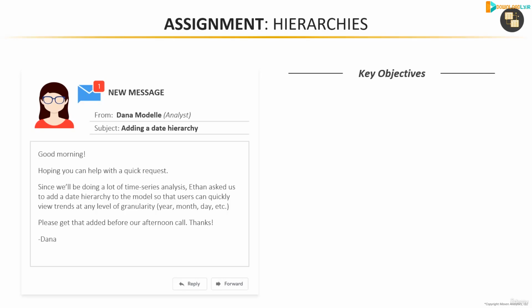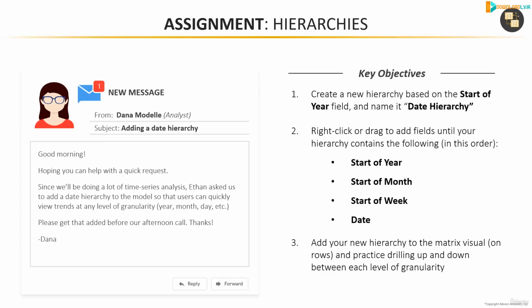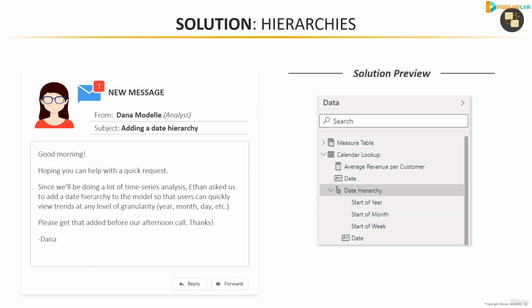All right, welcome to the solution video for our hierarchy assignment. And as a reminder, our objective was to create a date hierarchy containing 4 fields: start of year, start of month, start of week, and date, and then add that to a matrix visual to practice drilling up and down to different levels of granularity. So here's a little preview of what that should look like. Let's jump into our VentureWorks report and see if we can build this thing.